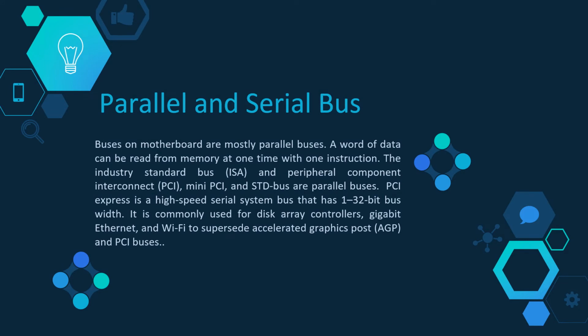Next is parallel and serial bus. Buses on a motherboard are mostly parallel buses. A word of data can be read from memory at one time with one instruction. The industry standard bus or ISA, and peripheral component interconnect or PCI, mini PCI and STD bus are parallel buses. So those are the parallel buses. PCI Express is a high-speed serial system bus that has 1 to 32-bit bus width.